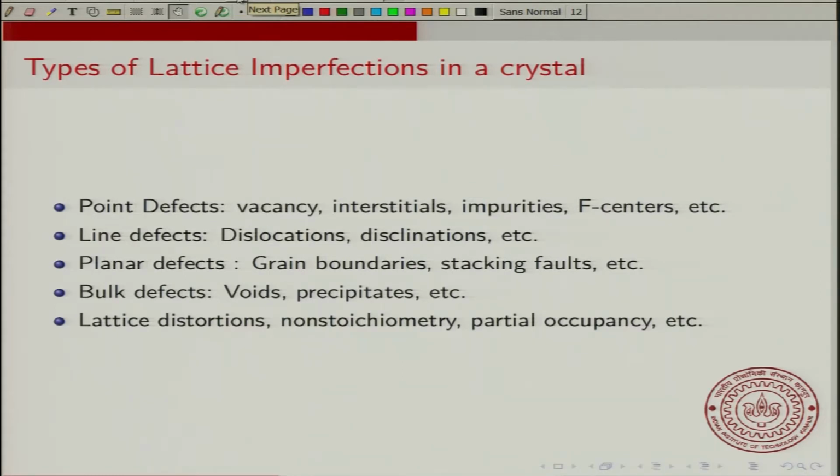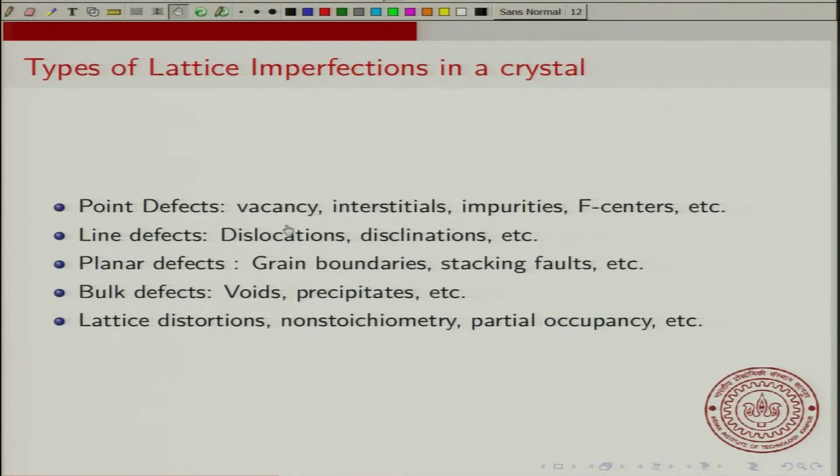Okay. So, there are several different ways to classify these imperfections. I will look at one way which is very convenient for us. We can think of the defects as point defects or line defects or planar defects or bulk defects. Okay. And I will also mention that there are things like lattice distortion, non-stoichiometry and partial occupancy, etc., which can be put into one or more of these defect categories.